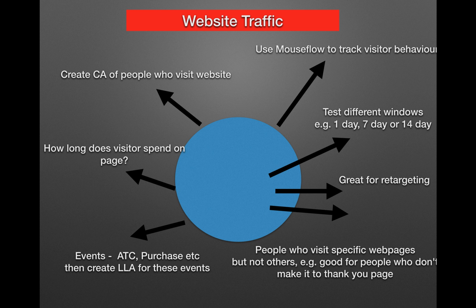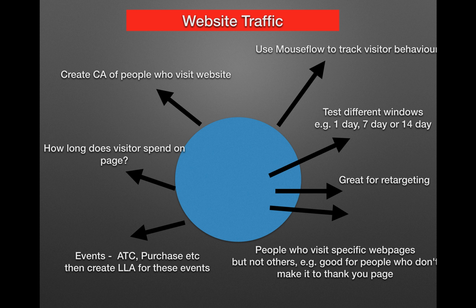For example, you can test people who visit your website in one day, or over the course of 7 days, or over the course of 14 days. So that's very important, guys, okay? Because if you specify people who visited your website over the course of 7 days, that's going to give Facebook more data. And more data means your pixel is going to work much more in your favor.